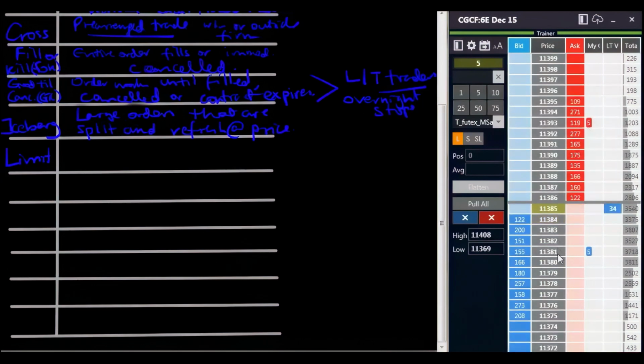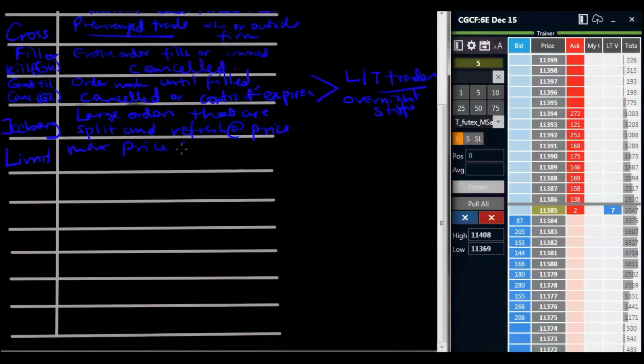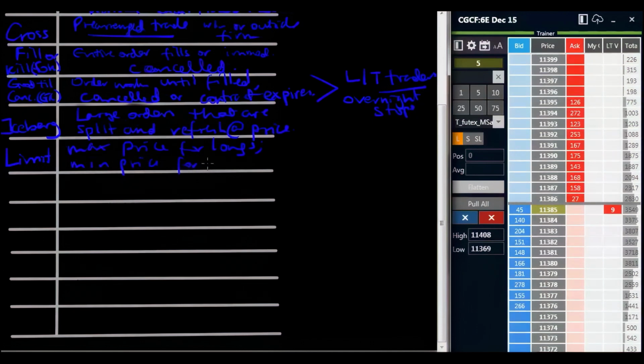Now these are limit orders. The market's going to have to move towards me to get filled. It's basically the maximum price I'm willing to pay for my longs and the minimum price I'm willing to accept for my shorts. And that's basically what these limit orders actually depict. So I'll just cancel those for you guys here. Max price for longs. Min price for shorts.